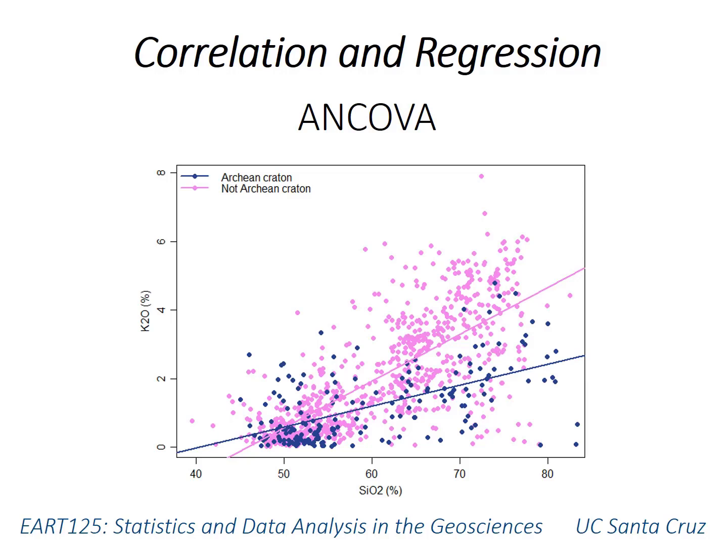This video covers ANCOVA, or analysis of covariance, which is a method for testing basically whether regression lines differ significantly, either in slope or in intercept, between different categories, between different levels of a factor. For example, in this graph here, does the relationship between K2O and SiO2 differ between rocks from Archean cratons in blue or rocks from not Archean cratons in pink?